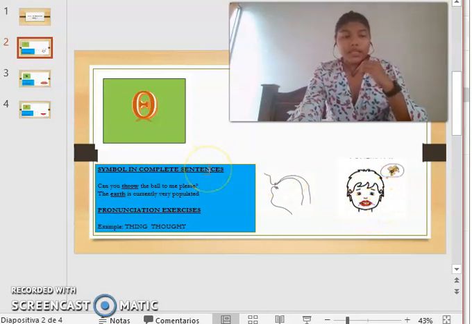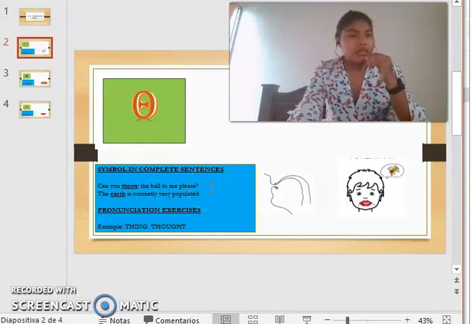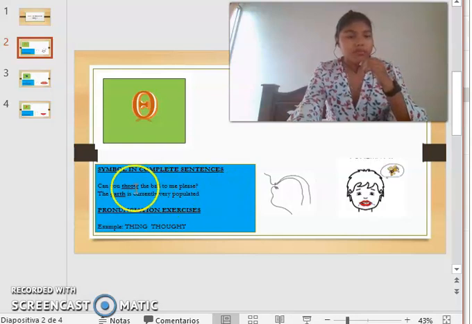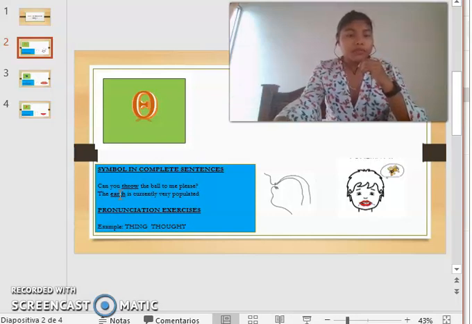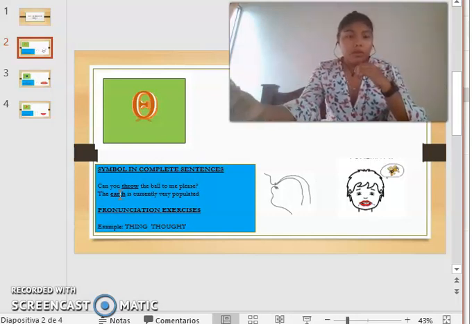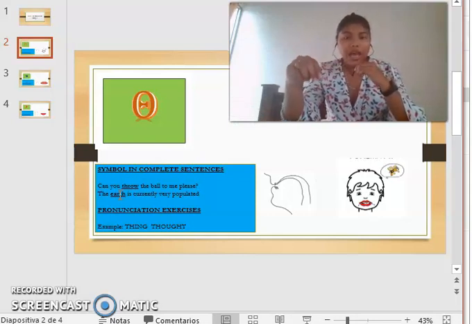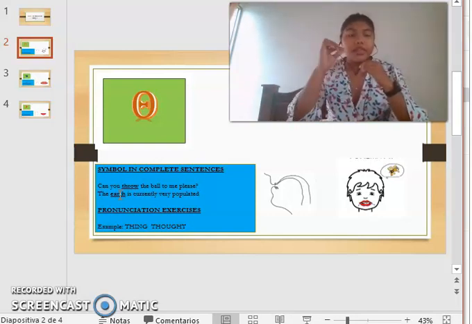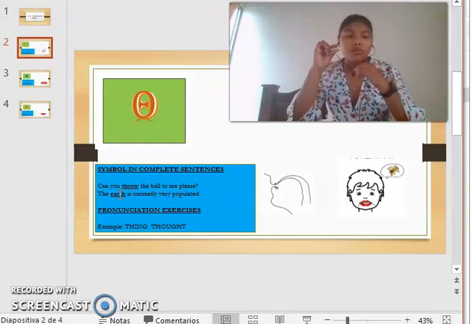Symbol in a sentence. Can you throw the ball to me, please? You listened: throw the ball to me, please. Second example: the earth is currently very populated. For this sound, we put the tongue between the teeth and a little air comes out. Pronunciation exercise. Example: sing, sing, and souls.